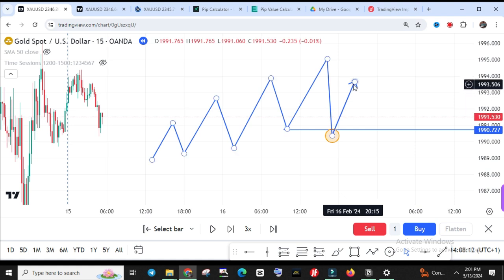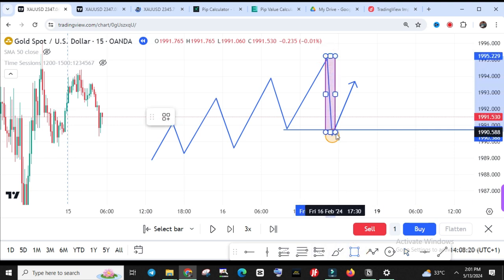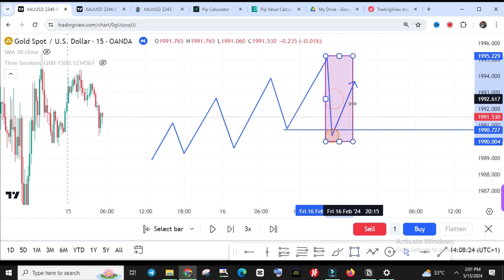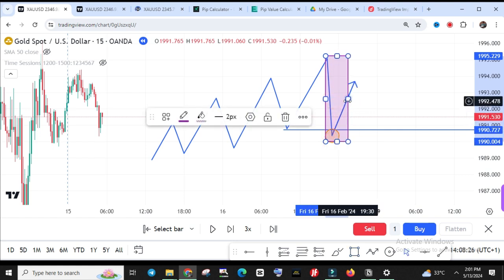The next thing is to look for the premium section. So if you look from here, the price has pushed at least more than 50% of this particular move here. So the move from here to here, you look for the 50% retracement. From here you can see this is the 50% level, which is here. Okay, and the price has already made that 50% retracement, more than 50% retracement.